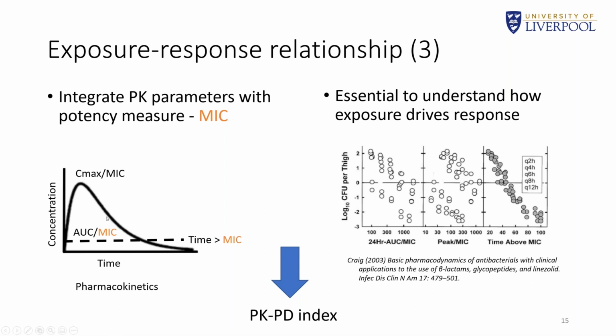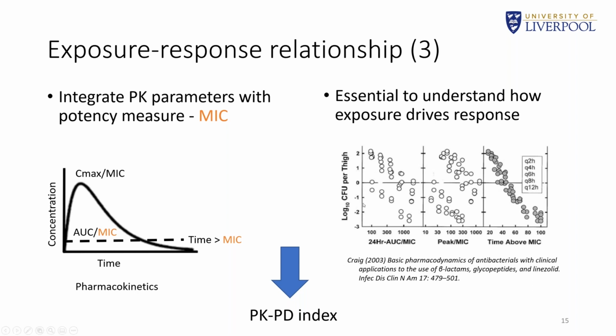It's essential for us to know which one of these parameters would best describe the data. So we're trying to find out how exposure drives the response. The way that we do this is we conduct a dose fractionation study. Here we give the same total daily dose, but we give it in different ways. We give that same total daily dose either as a single dose or the same dose fractionated, given as half doses twice, or maybe a third of the dose 3 times.